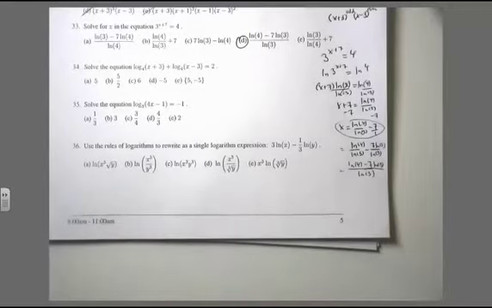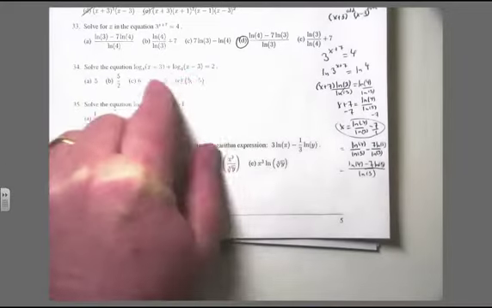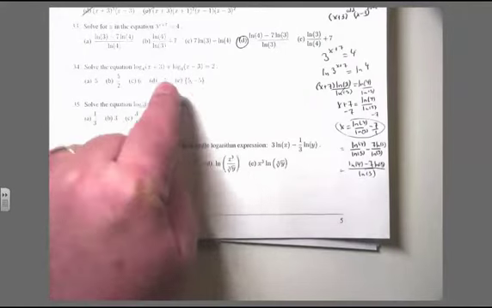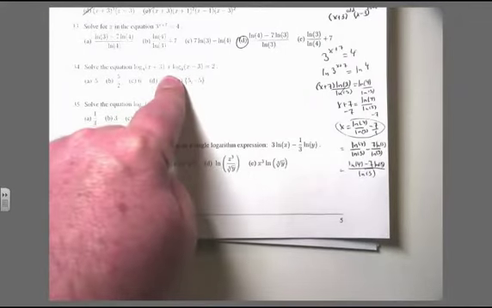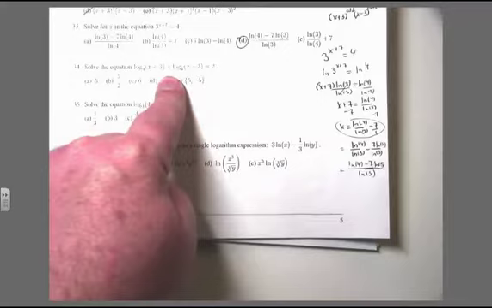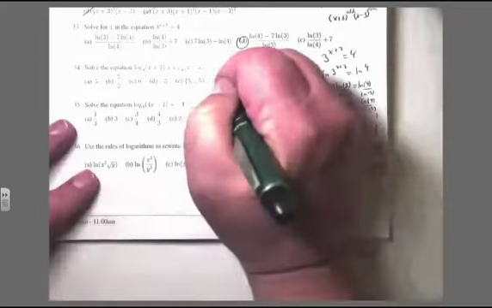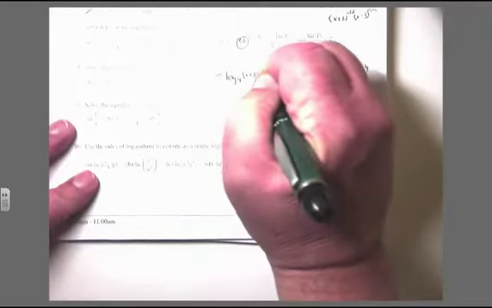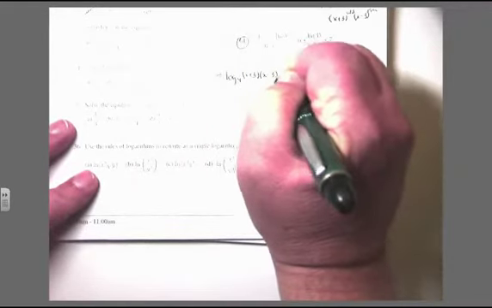Number 34. Solve the equation log base 4 of (x plus 3) plus log base 4 of (x minus 3) equals 2. This is what I call a log type 1 equation. Logs on one side equal a number. You've got to combine logs. What does addition turn back into? Multiplication. So this turns into one big log base 4 of (x plus 3) times (x minus 3) equals 2.